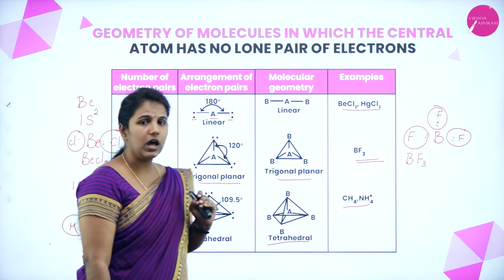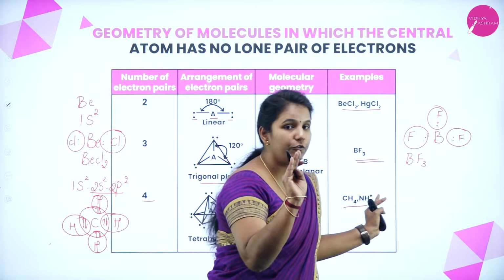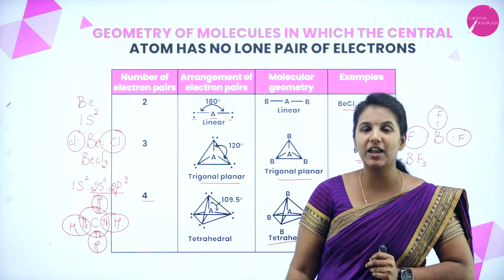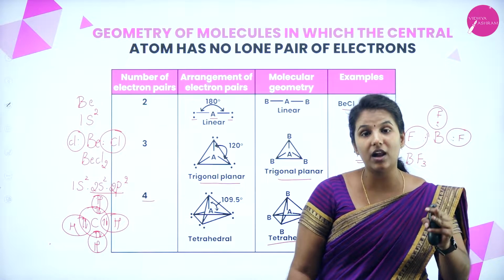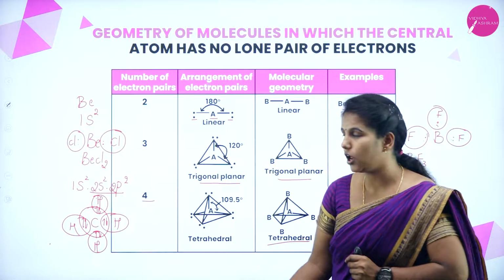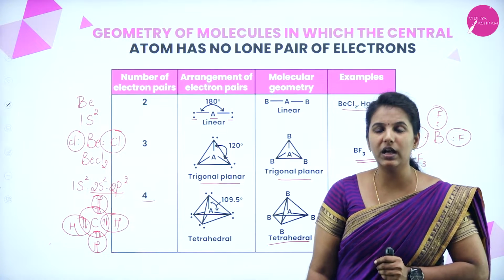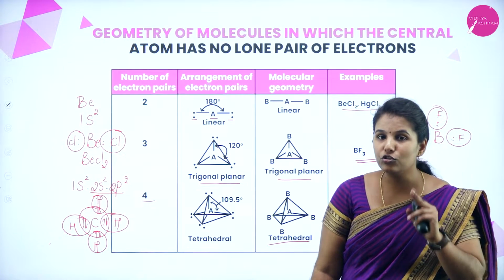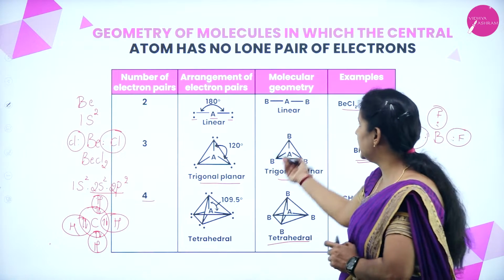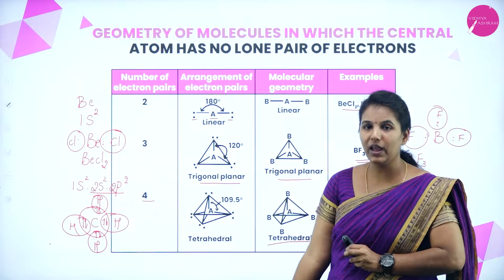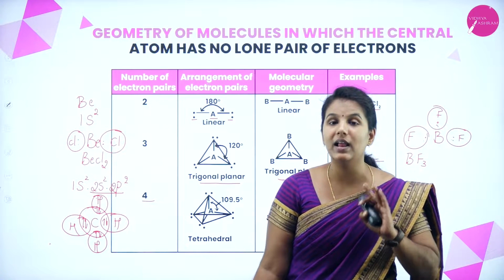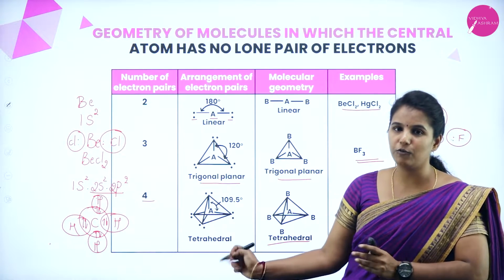Okay, this is how, if the central metal atom has 4 electrons in its valence shell, it exhibits a tetrahedral shape. If the central metal atom has 3 electrons in its outermost shell, it shows the trigonal planar structure. If the central metal atom has 2 electrons in its valence shell, it expresses a linear shape. So based upon the electrons present in its outermost shell, we are predicting the shape of the molecule.